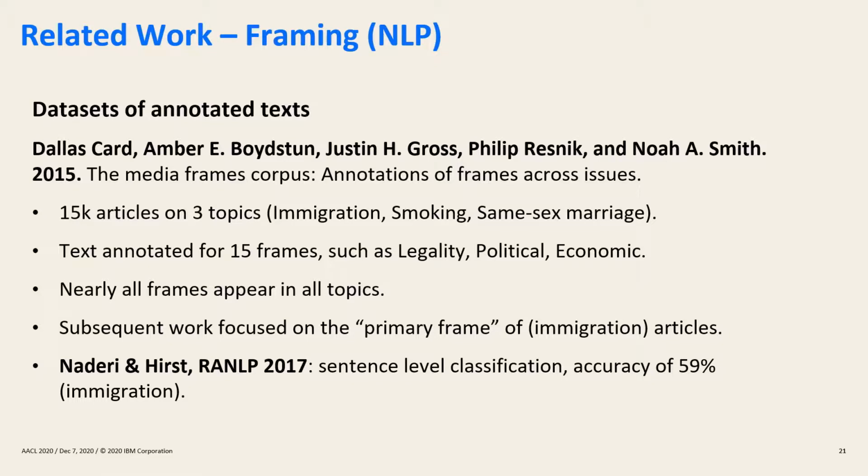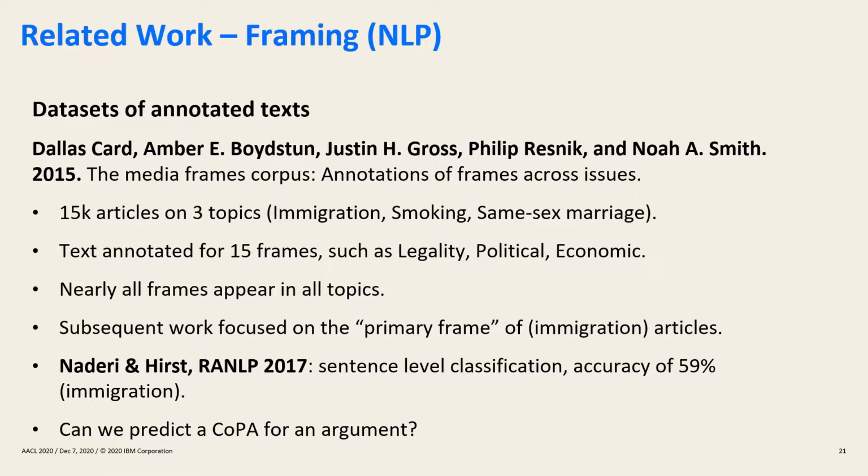And one of the interesting works done on this is by Naderi and Hirst from 2017. They did sentence level classification for these immigration articles and tried to determine the frame, and they achieved an accuracy of nearly 60%. So it kind of has the same flavor as what we did. But it comes from a very different perspective. And also in terms of size, there are 3 topics which are studied, and most of the work actually focuses on this one topic of immigration, which is very different from our work where we have nearly 700 topics.